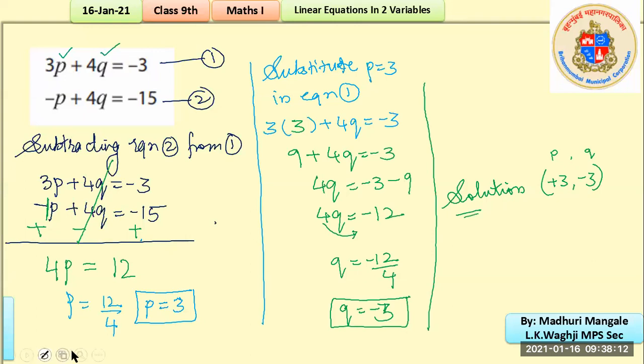Okay, so in this class we have seen very basic simultaneous linear equations where either adding or subtracting gives us the solution.